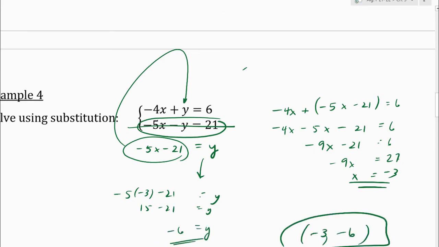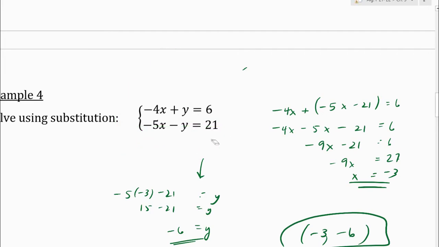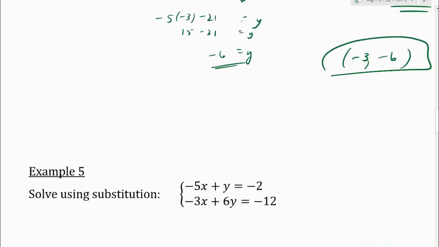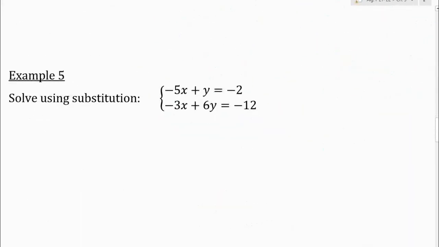Okay, and I haven't been doing it every time, but remember, go back to the original problem. -4 times my x plus my y, it's supposed to be 6. It is. -5 times my x minus my y is supposed to be 21, and it is. Okay. All right, this one, you're going to take that top equation, rearrange it for y, and then go plug that into the other.